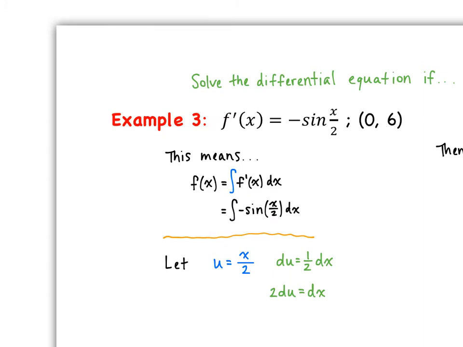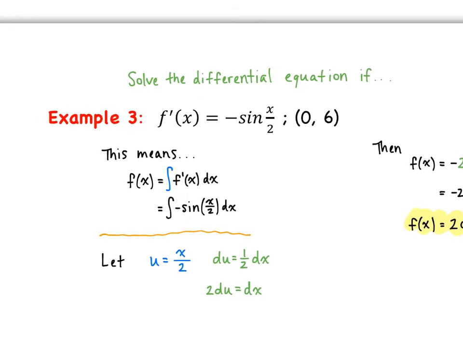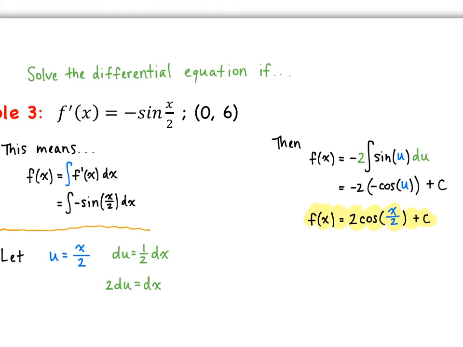So what we should realize is we need a u sub. Typically we look on the inside. So we're going to let u be x over 2, so then 2 times du is going to be dx. All right, so now let's go ahead and make our substitution and evaluate this integral.